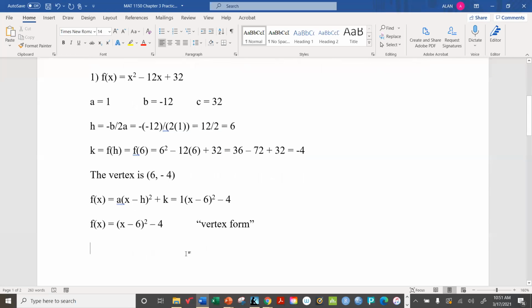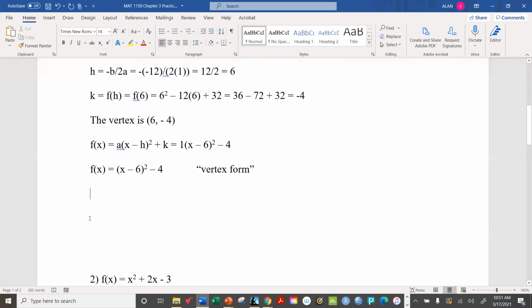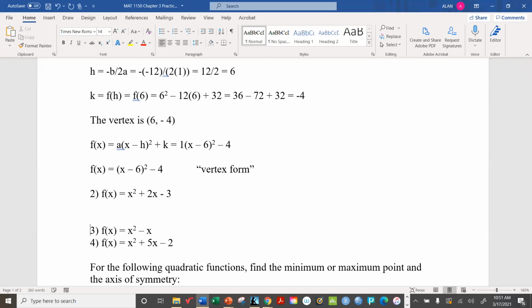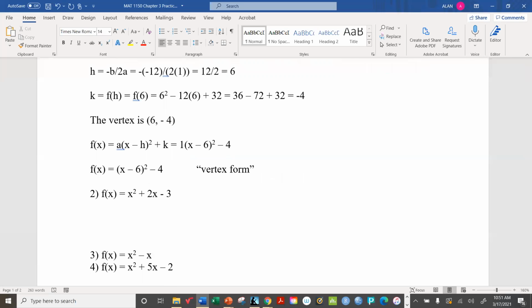Wow, that was a lot of steps. All right, so we got a few more to go, but the logic is pretty simple, I think. So here's another one. And so here we can see that A equals 1 again. B is positive 2, and C is -3. So let's first figure out the value of h. Negative 2 over 2 times 1 is -2 halves, which is -1.